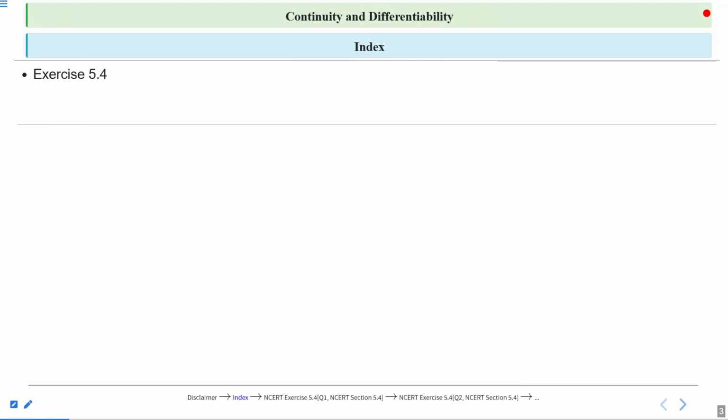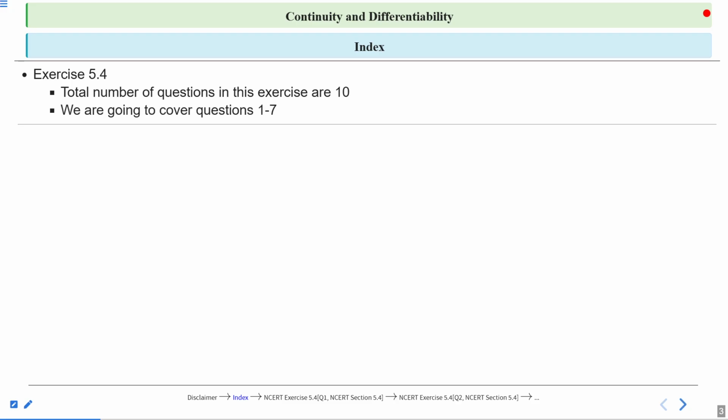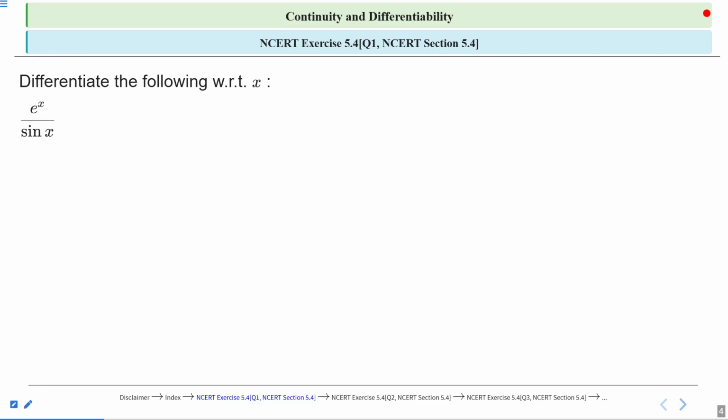So let us start with the NCERT exercise 5.4. The total number of questions in this exercise is 10, and we are going to cover questions 1 to 7. First, differentiate the following with respect to x. Question number 1, NCERT exercise 5.4. The expression is e to the power x upon sine x. You have 40 seconds to solve or think about this question. After that, we'll move to the solution part.